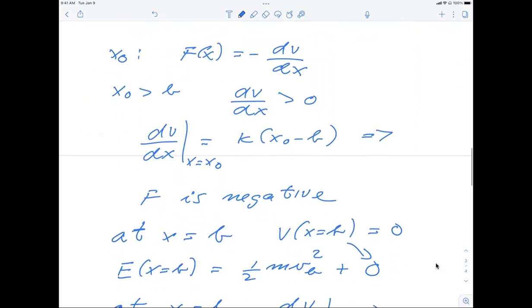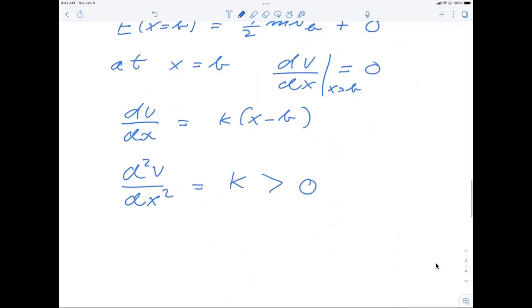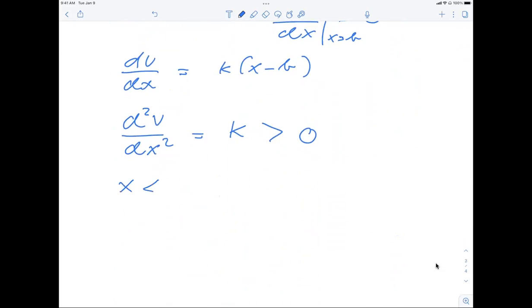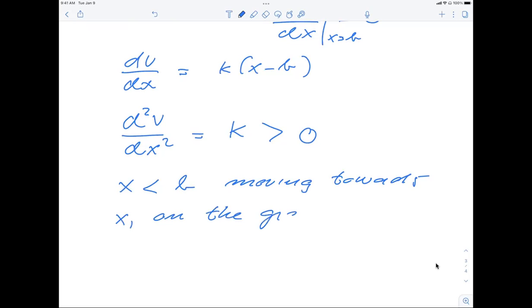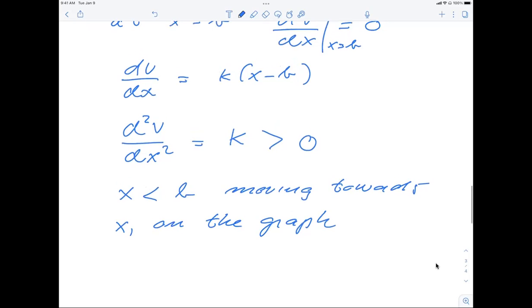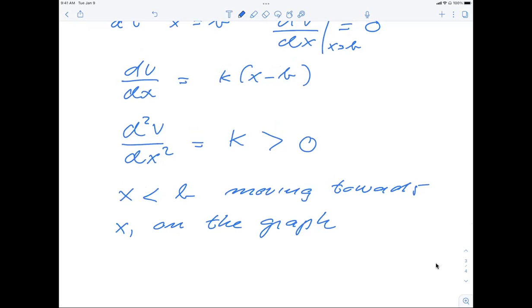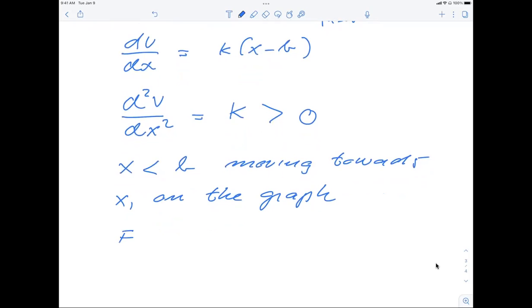So if we now move to the other side, what you will find is that when x is less than b, and moving towards x1 on the graph, when you plug everything in here again, since the derivative, that means that the F, which is minus dV/dx, is going to be larger than 0. So your force is now going to act in the opposite direction.